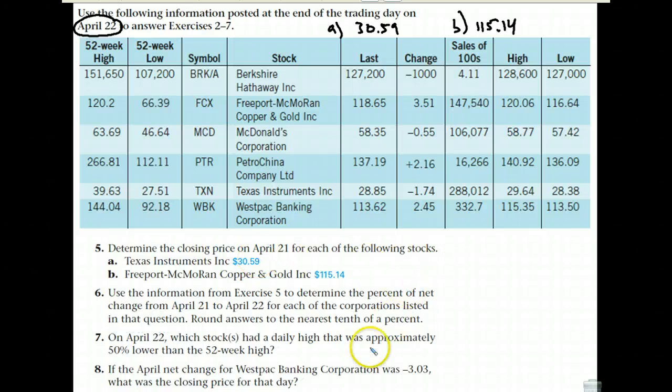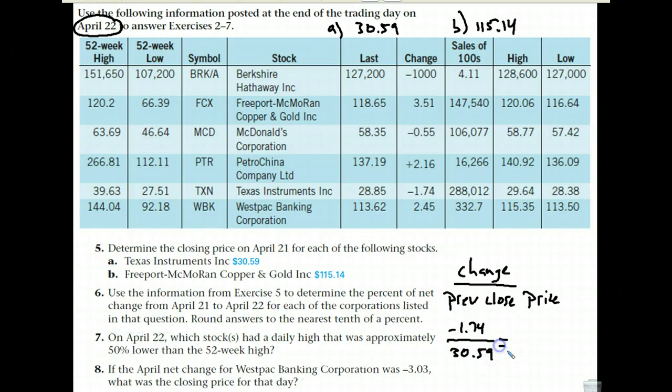So what we're going to do now is to actually get our percent change. The way we do that is we're going to take the change, the number from this column, the change from one day to the next, and divide that by the previous closing price. So for Texas Instruments, what was the change? It was negative 1.74. And we're going to divide that by what was the closing price from the day before? Well, that's what we found up here in number 5, so 30.59. And when we do that, you should get negative 0.057.